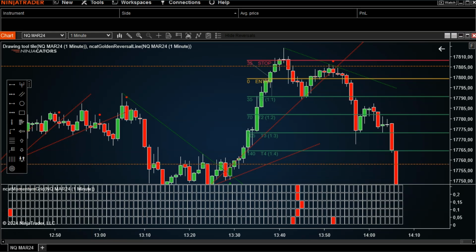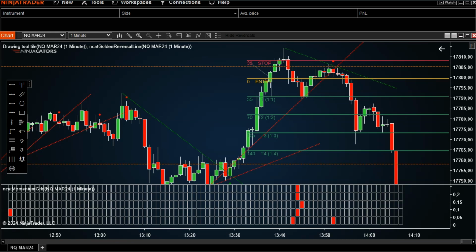Again, a very easy strategy that anyone can follow trading the Nasdaq or the micro Nasdaq contract. What I like about this strategy is that it forces you to remain patient, and it gives you that discipline to wait for the right entry conditions.